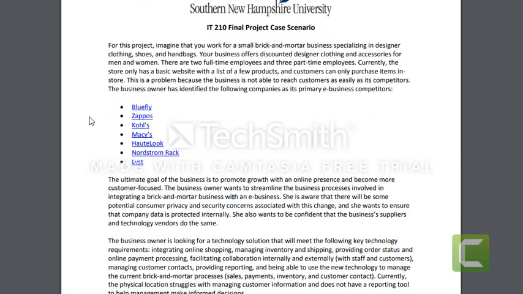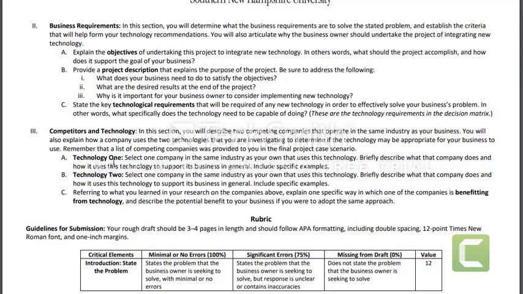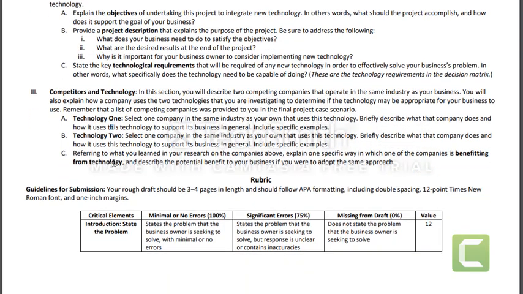Same thing with competitors and technology. Return to this project scenario. Here are your competitors. Take a look through the two that you want to choose. Really research their site. Make sure you reference their website because you are using them in your paper. And just briefly describe what that company does. You're going to return to it later, so make sure it's a company that you think you can go through the entire project with, because you will be using them later again and drilling down into more depth.